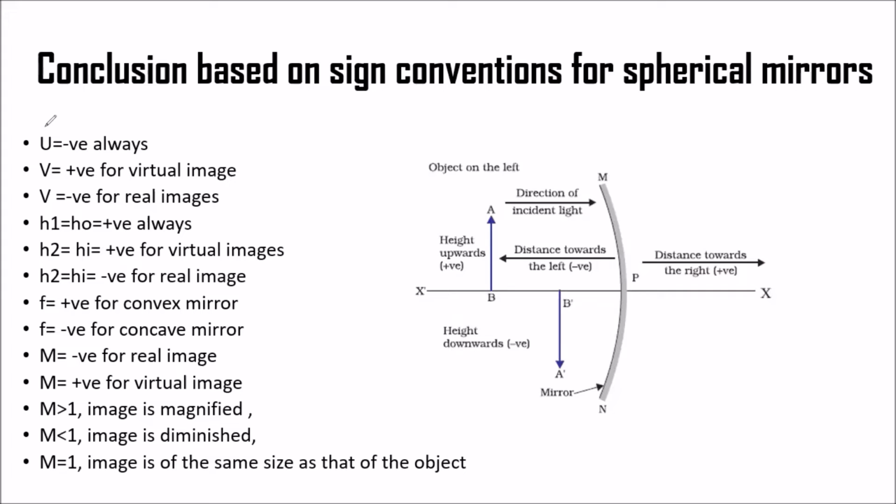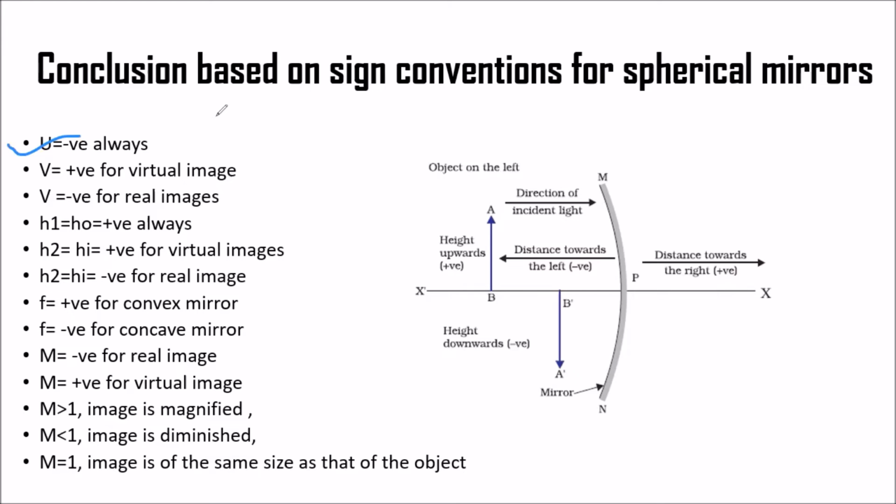As we discussed, we are going to keep the object always on the left side, which means we are going to take measurements from the pole and go towards the left. That's why u is always going to be negative. So please keep that in mind: the object is always going to be on the left side, so u is always going to be negative.